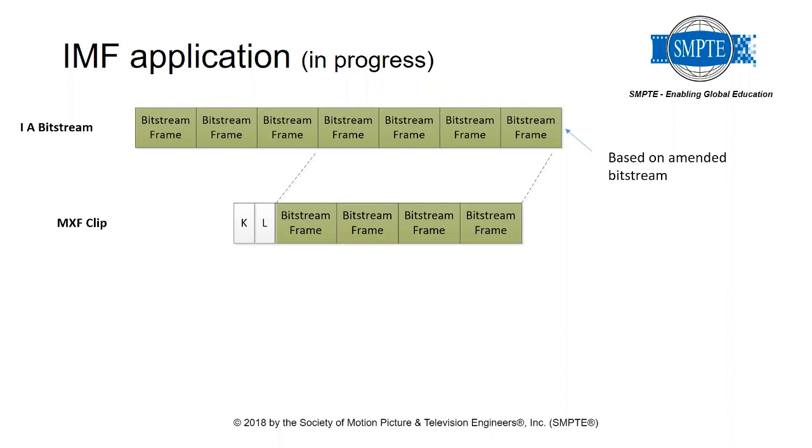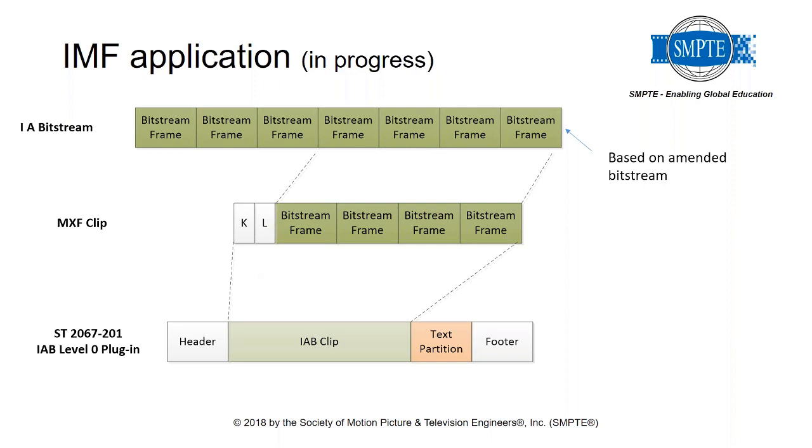In the case of IMF, audio is defined to be clip wrapped, meaning all of the essence is put in a single KLV structure. So in this case, there's an MXF clip with the key saying that this is an IAB bitstream that is clip wrapped.